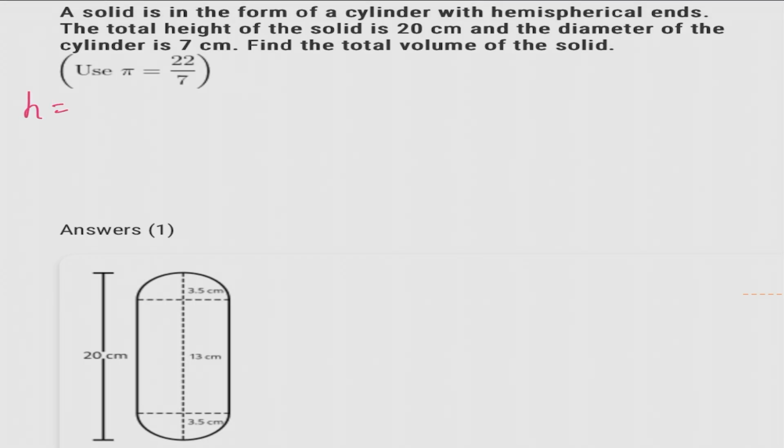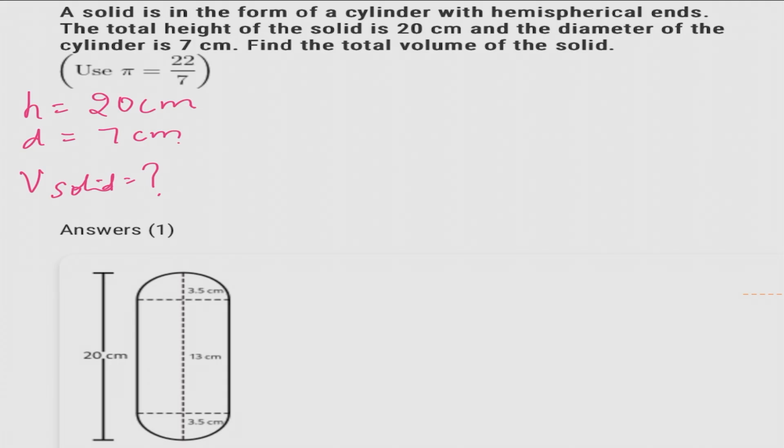What they have given? They have given the height of the solid, that is 20 centimeter. Then they have given the diameter of the cylinder, that is 7 centimeter. Both the units are in centimeter, so no need of any conversion. Now, we are supposed to find the volume of the solid.